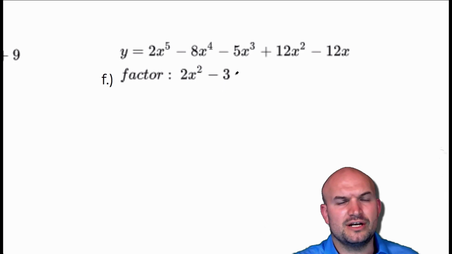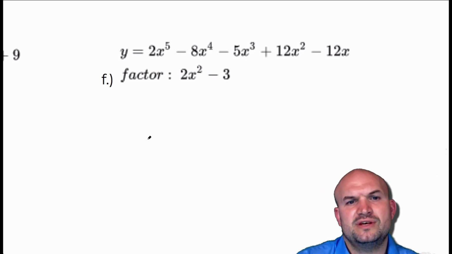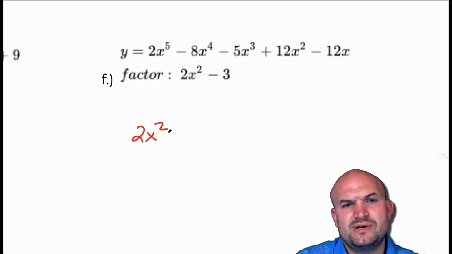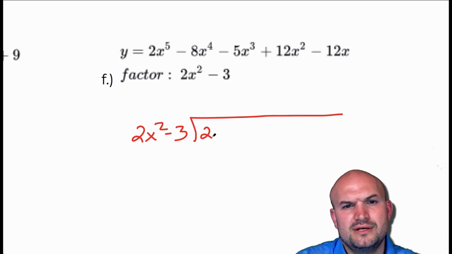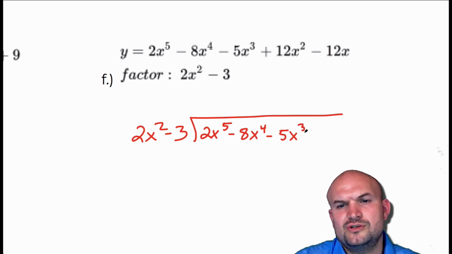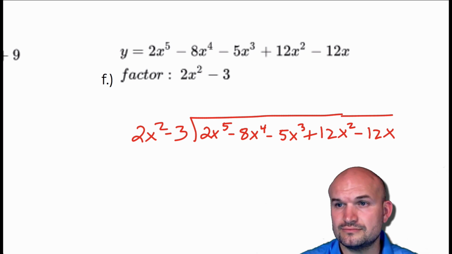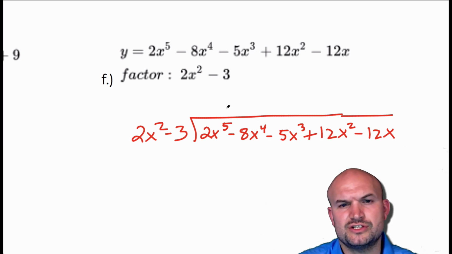Again, here we're given another factor, so I'm going to start off with using long division. So let's see, 2x squared minus 3. I hope I wasn't that mean to myself picking these problems. 2x to the 5th minus 8x to the 4th minus 5x cubed plus 12x squared minus 12x. All right. So 2x squared goes into 2x cubed.